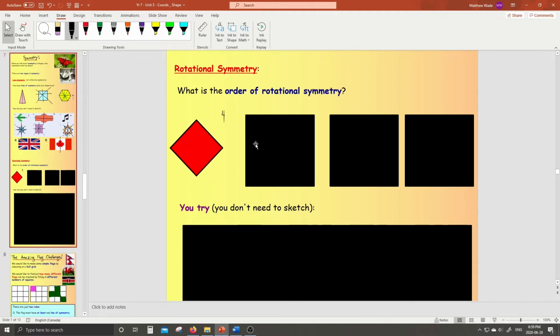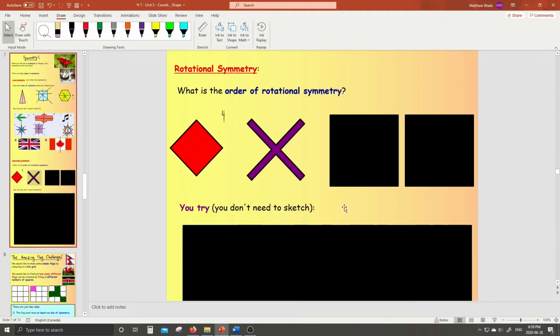The smallest number you can have is 1. And the reason why the smallest number you can have is 1 is as you twist the shape around, it'll click onto itself once at least, because that means it's gone all the way around. How about this guy here? How many times does it click onto itself? If you said 4, you're exactly right. Check it out. Once clicked onto itself, twice, 3, and 4. So that's got 4 as well.